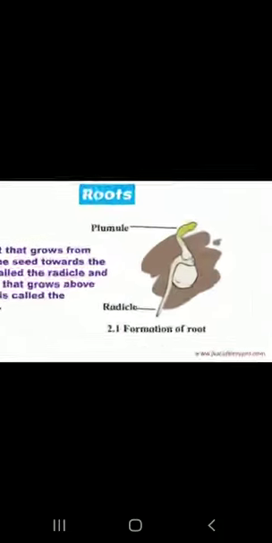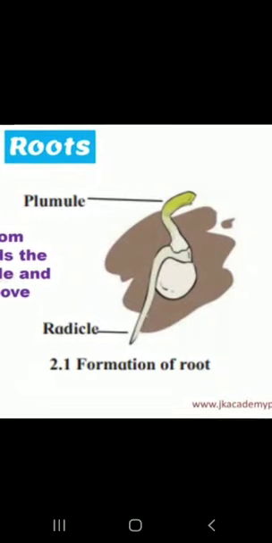The part that grows from inside the seed towards the soil is called the radicle, and the part that grows above the soil is called the plumule. Here you can see the part growing towards the soil. It is called a radicle, a white colored structure, and the green colored structure growing upward is called a plumule.